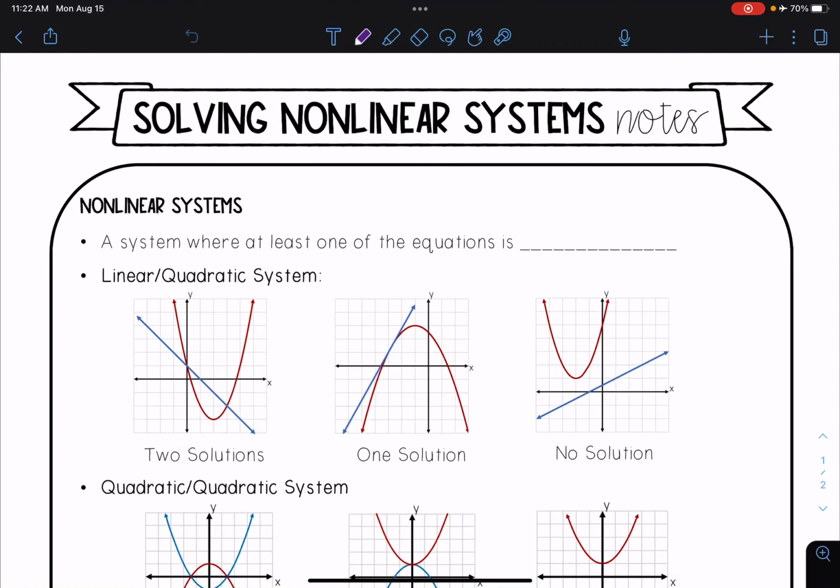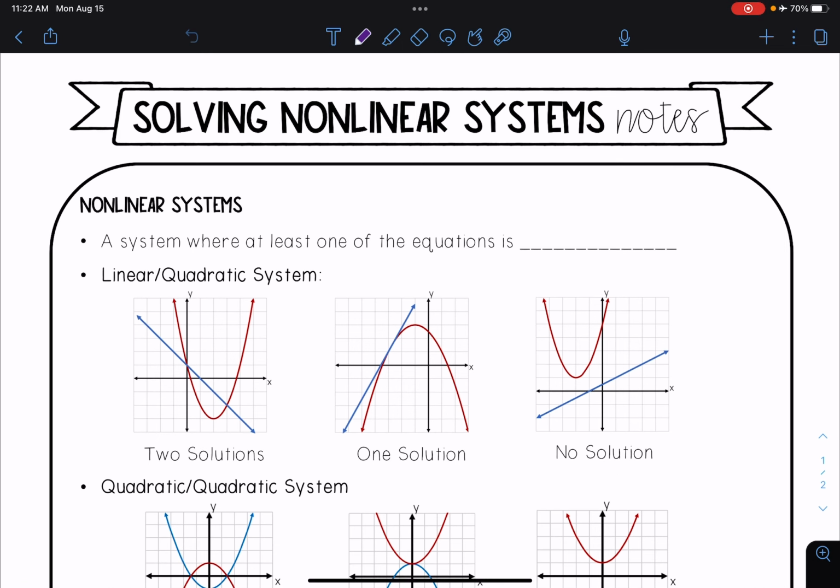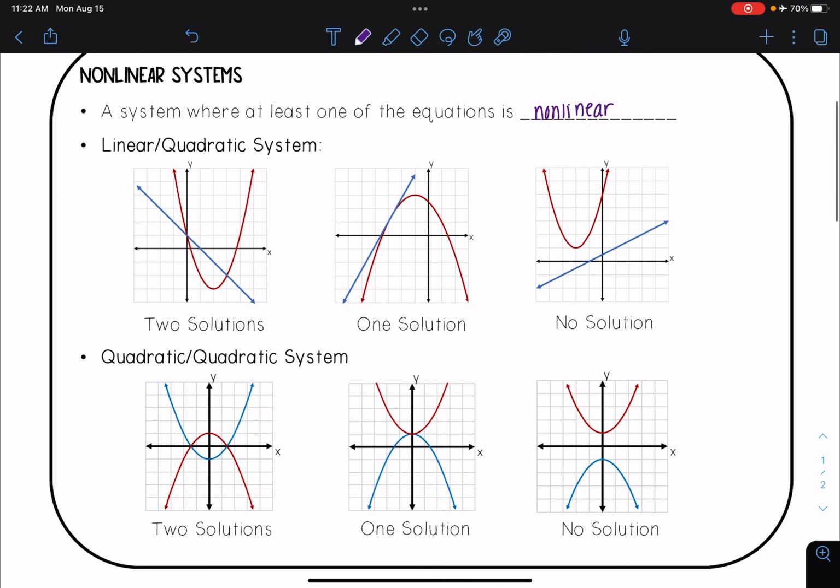Hello everyone. Today we're going to be learning about solving nonlinear systems. So a nonlinear system is a system where at least one of the equations is, as you can guess, nonlinear. And so we're going to be looking at two different types of nonlinear systems today. First is a linear/quadratic system. So that means that one of the equations is quadratic and the other is linear.